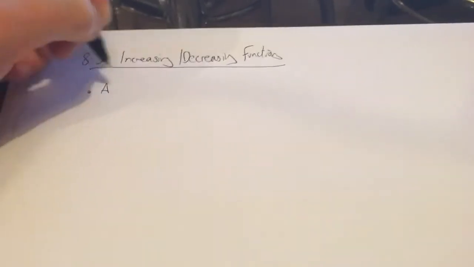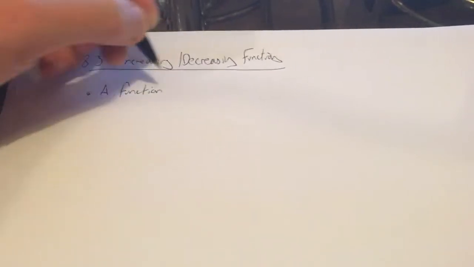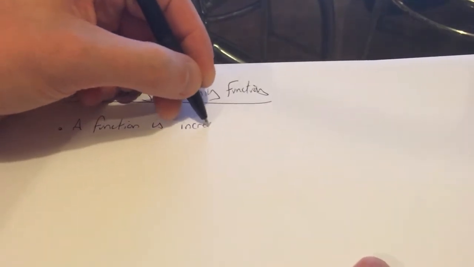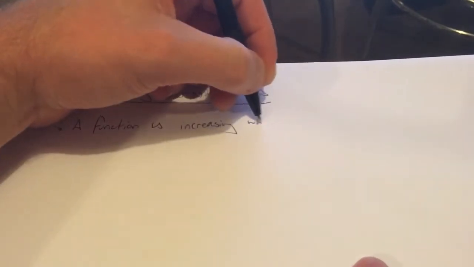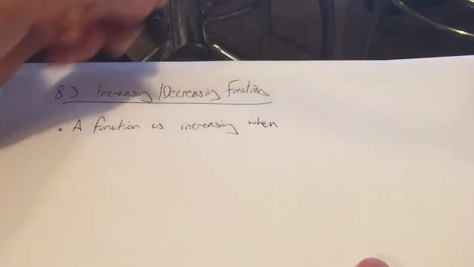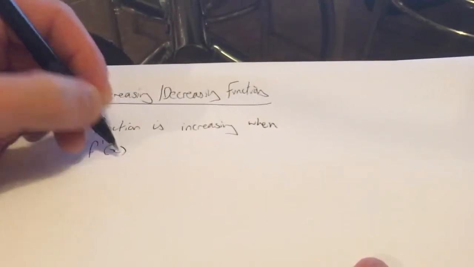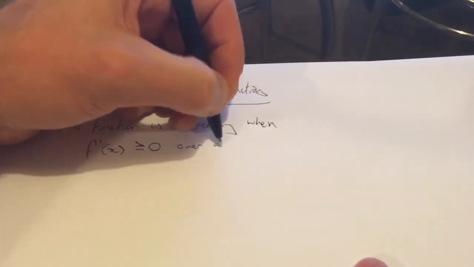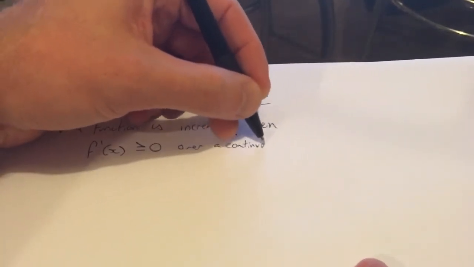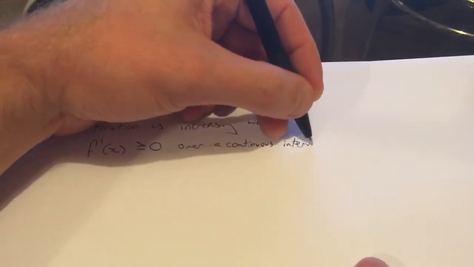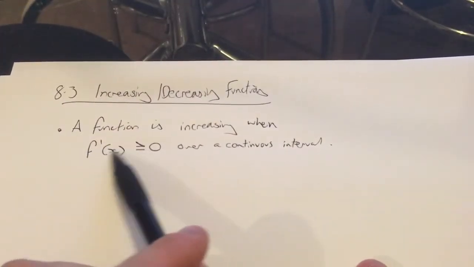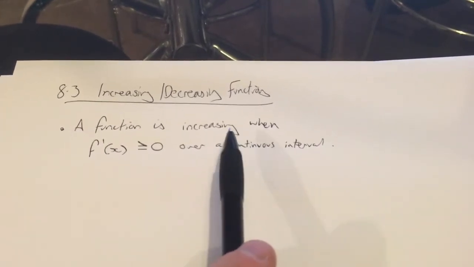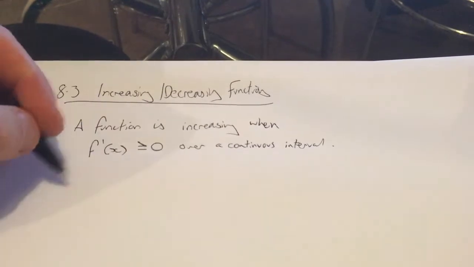So a function is increasing when the gradient f'(x) is greater than or equal to 0 over a continuous interval. So if the gradient is greater than or equal to 0 over an interval with no asymptotes in it and is continuous, then it's an increasing function.